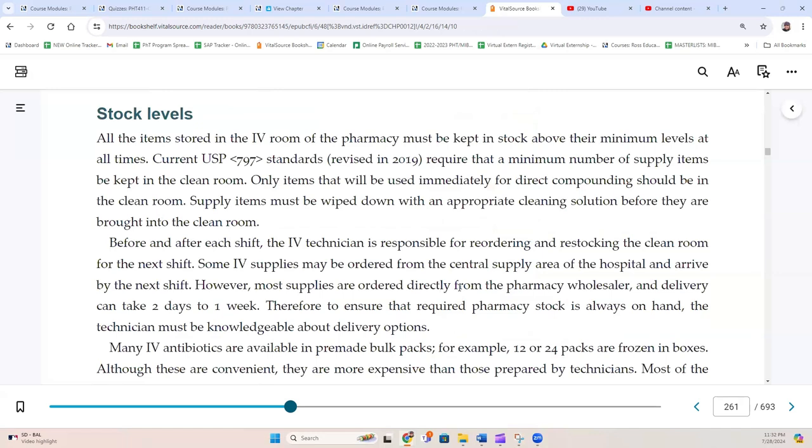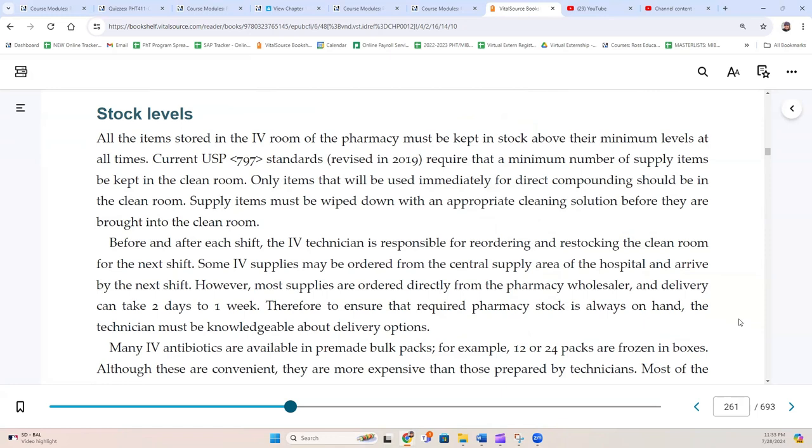All the items located in the IV room of the pharmacy must be kept in stock above their minimum levels at all times. Current USP 797 standards require that a minimum number of supply items be kept in the clean room. Only items that will be used immediately for direct compounding should be in the clean room. Supply items must be wiped down with an appropriate cleaning solution before they are brought into the clean room.